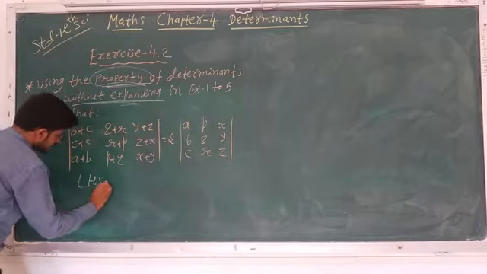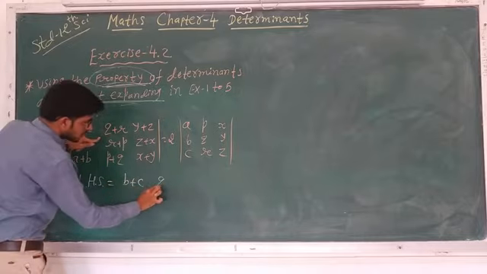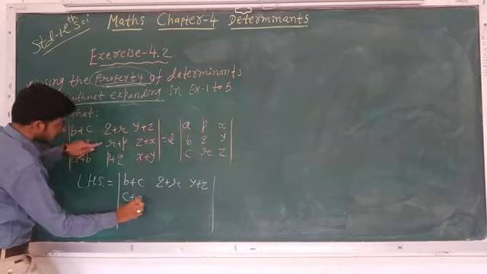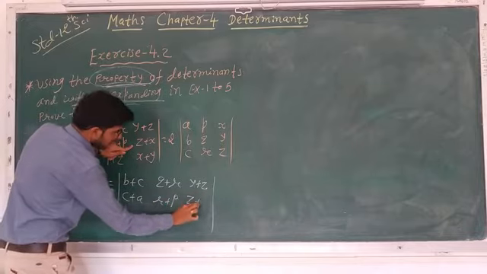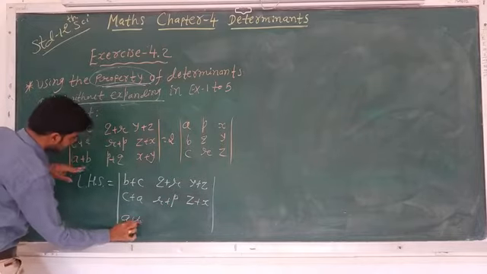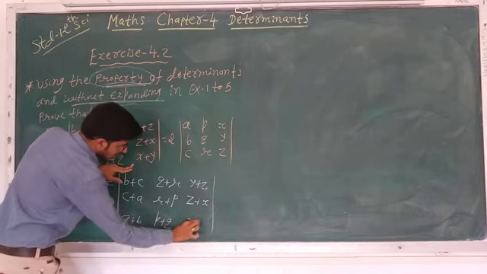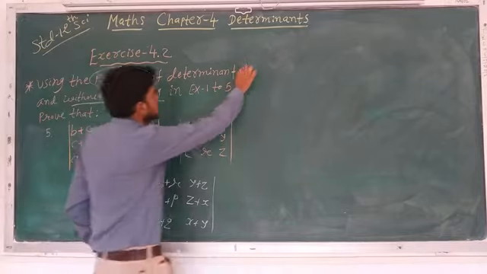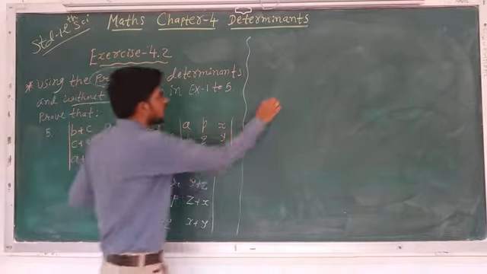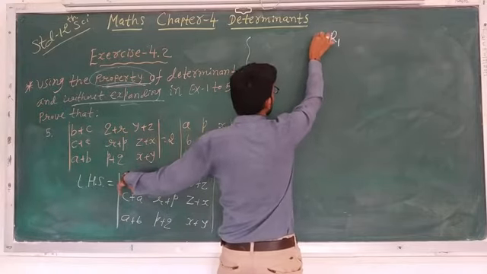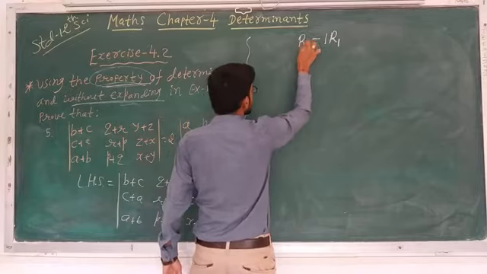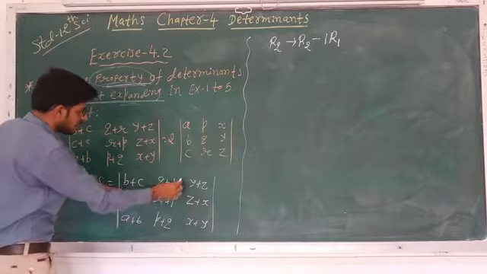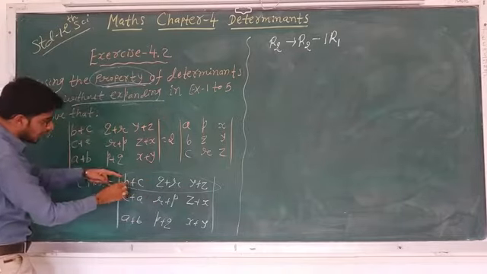So the left hand side is b plus c, q plus r, y plus z. Second row is c plus a, r plus p, z plus x, and third row is a plus b, p plus q, and x plus y. Now we will apply property number 6. Okay, so we will write down here: first multiply the first row by 1 and subtract it from the second row. So we will write R2 tends to R2 minus 1 into R1. So we will multiply the first row by minus 1 and add it to the second row.